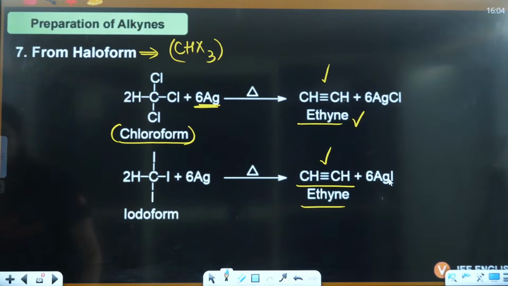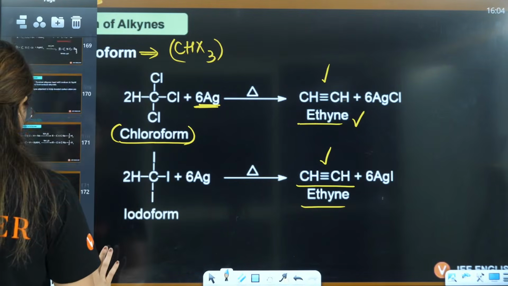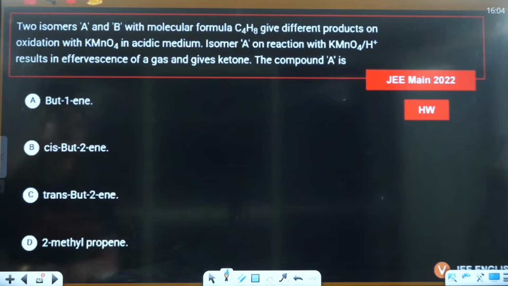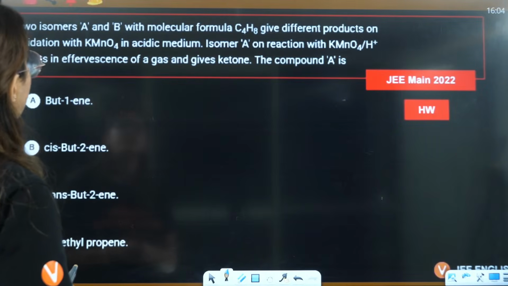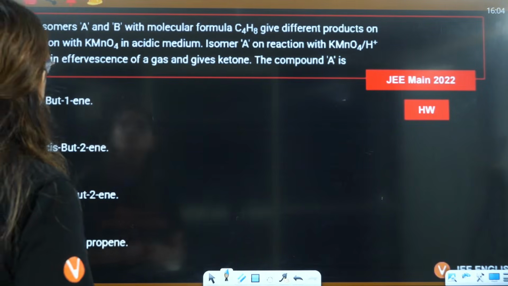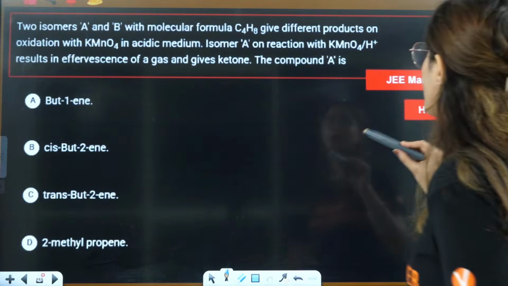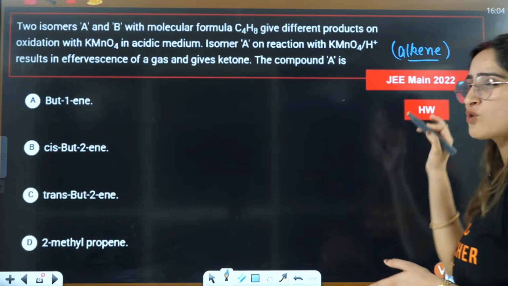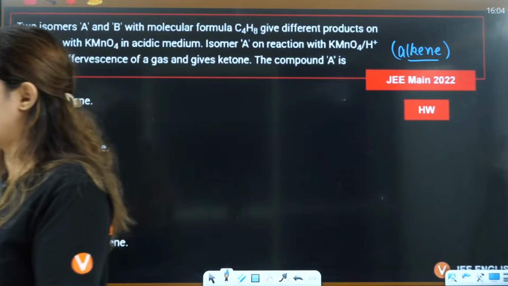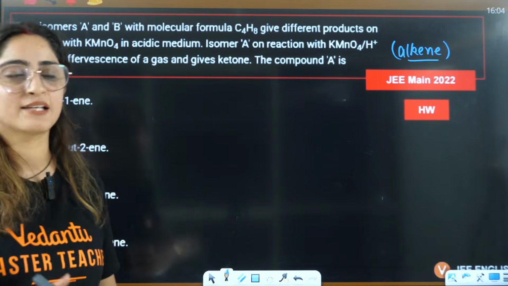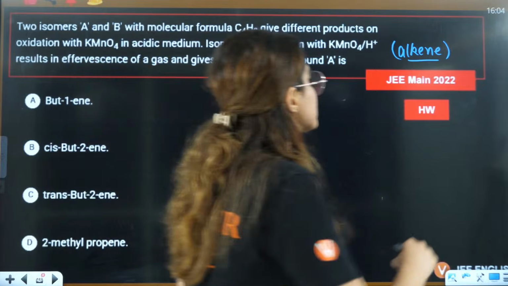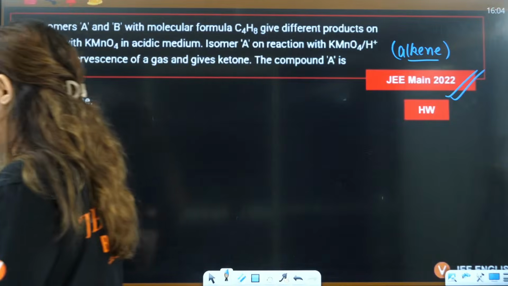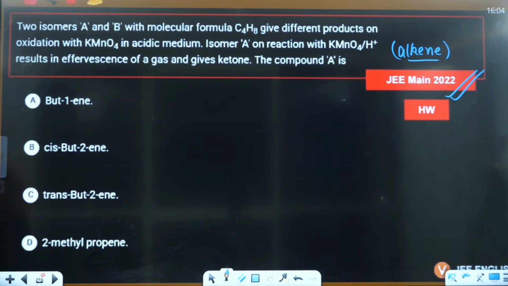Right, now guys, let me just remind you again that, wait a minute, questions we'll do in the next class. Isomer of this, the compound is B. So this you can do, isomer A and B, this is a question related to alkene. Today I wanted to do some PYQs also, but I think today brain is not braining, so it's better to do it in the next class. This is your homework, guys. This is a JEE 2022 question. Try to do this today. In the next class, I'll solve it, but only if you do this today, right?